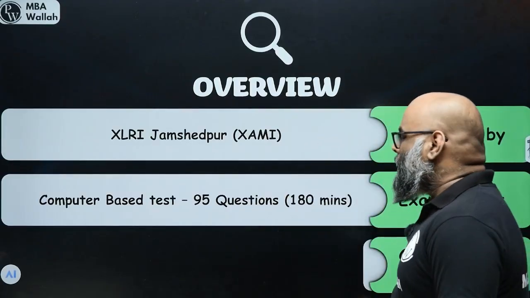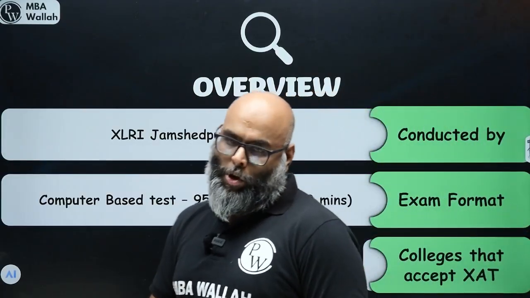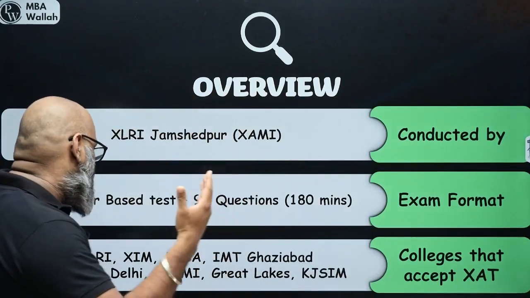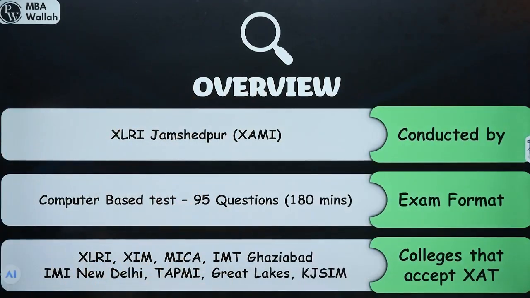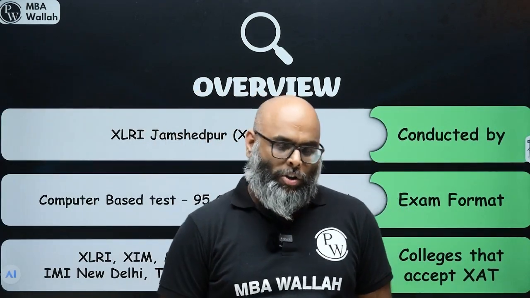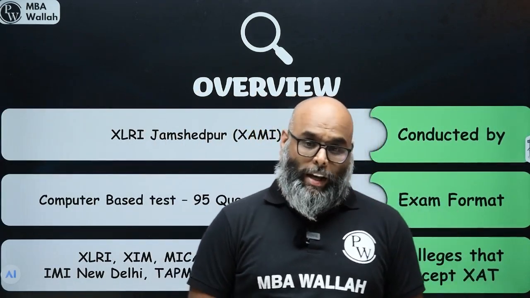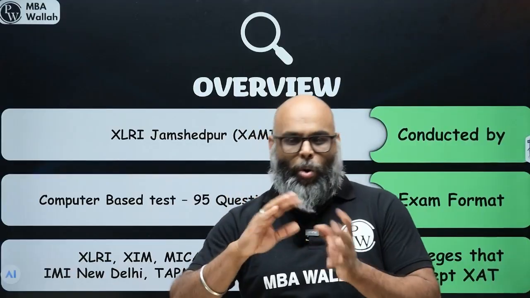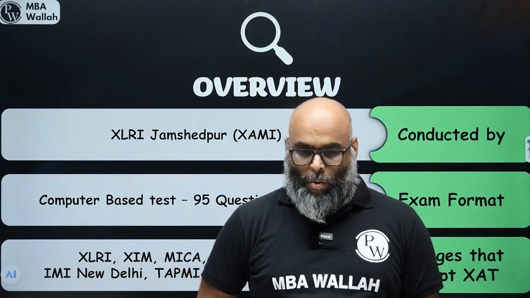And then obviously this opens up hundreds of college opportunities. But the top ones happen to be XLRI, XIMB, MICA, IMT Ghaziabad. There are a bunch of brilliant colleges, colleges that take the CAT score and take the XAT score. There's some intersection over here. That's a beautiful test to appear for.